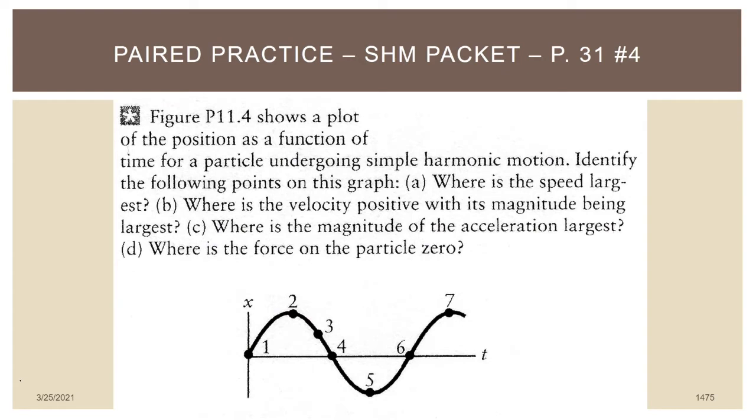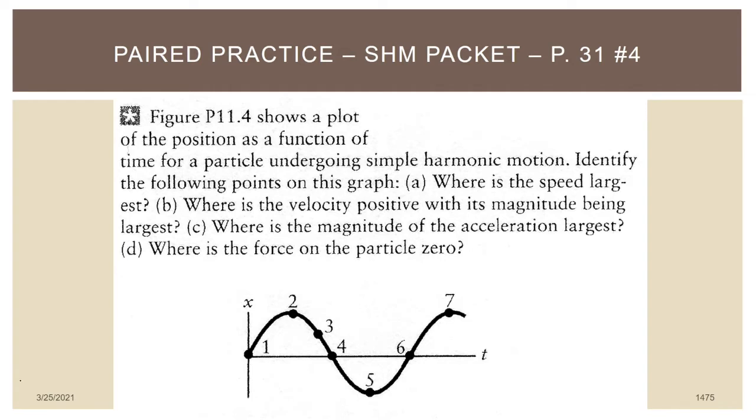It says here, figure P11.4 shows a plot of the position as a function of time for a particle undergoing simple harmonic motion. Identify the following points on this graph. A, where is the speed the largest? B, where is the velocity positive with its magnitude being largest? C, where is the magnitude of the acceleration largest? And D, where is the force on the particle 0?